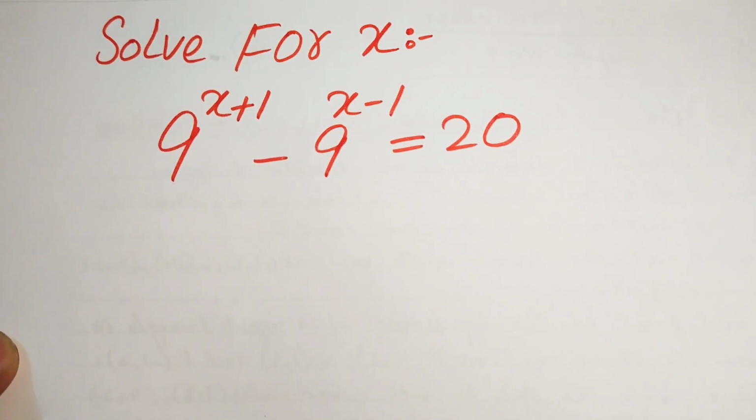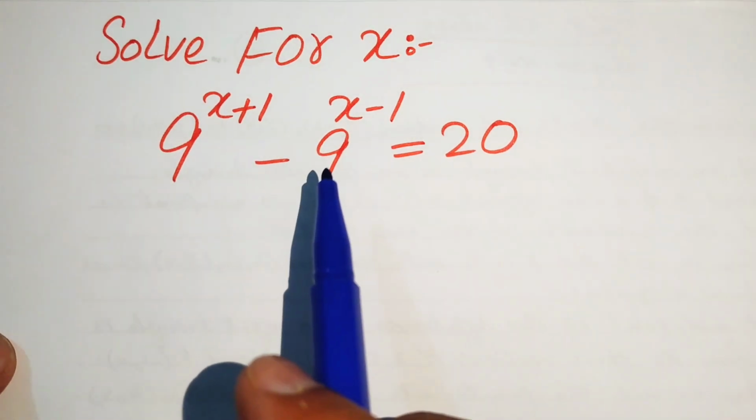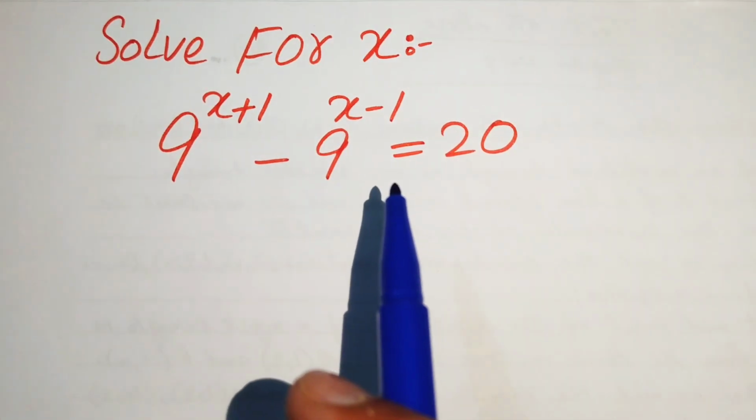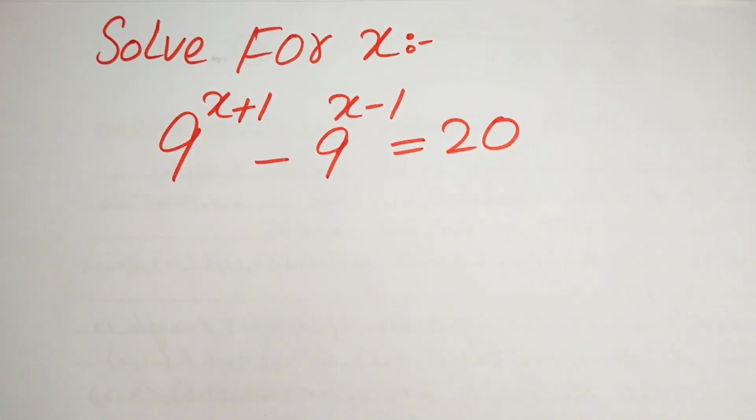Hello everyone, welcome to solve this math Olympiad algebra problem. Here we have 9 to the power of x plus 1 minus 9 to the power of x minus 1 equals 20, and we solve this problem for the values of x. So the very first step we are going to do is here.